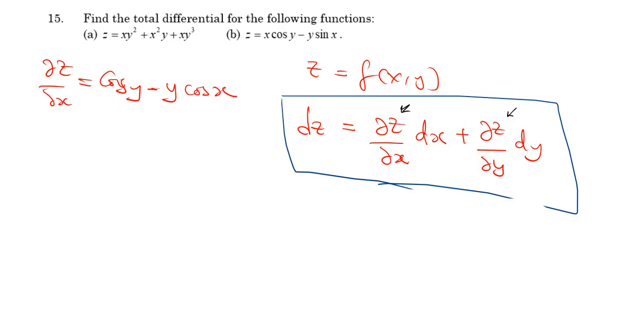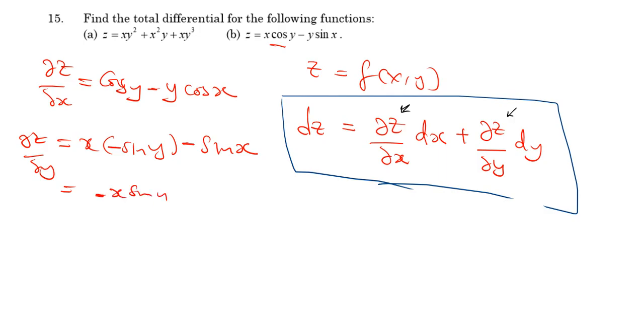Then I do the partial of z with respect to y. Differentiating the cos y with respect to y gives me negative sine y, so that is negative x sine y. Then I have minus the y differentiated, so the y goes in front, and I remain with sine x. This is written as negative x sine y minus sine x. So I found the two.